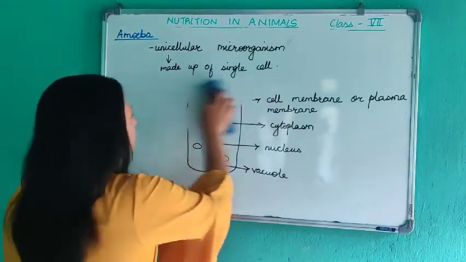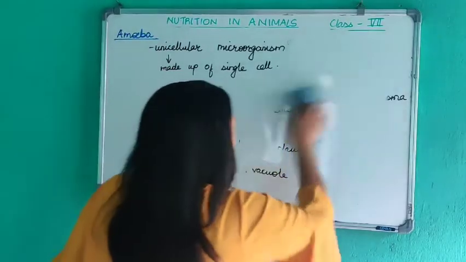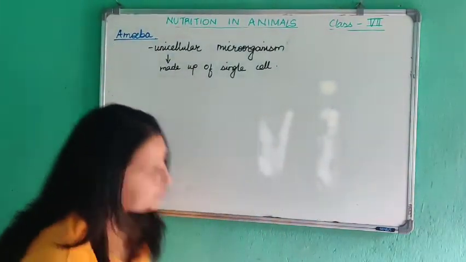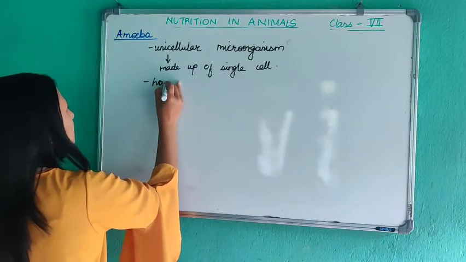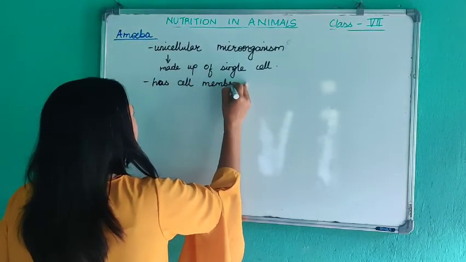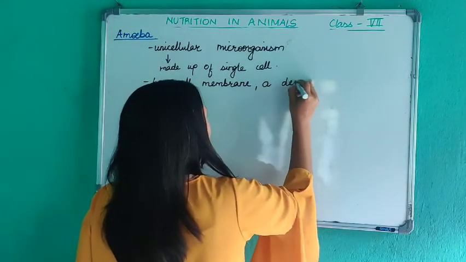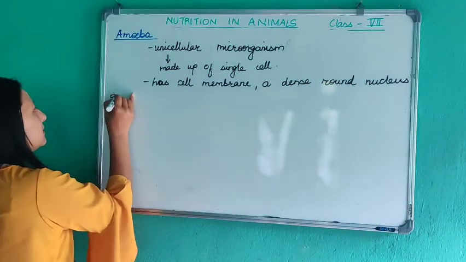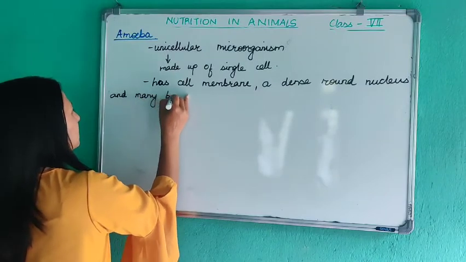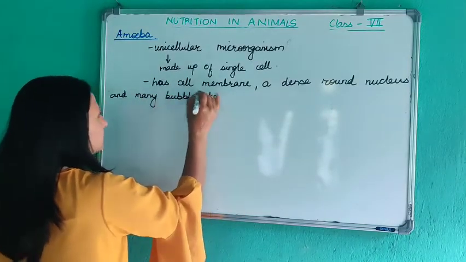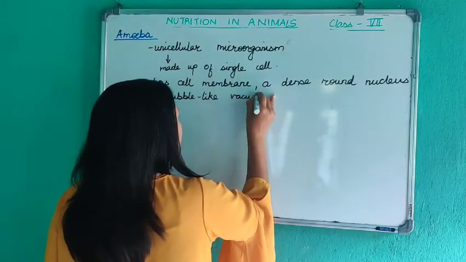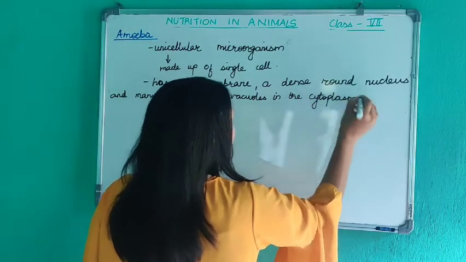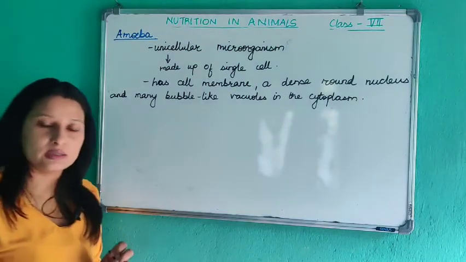अलराइट, so let us see how digestion takes place in amoeba. So amoeba has a cell membrane, right? It has a cell membrane, a dense round nucleus, and many bubble like vacuoles in the cytoplasm. Okay, it has many bubble like vacuoles in the cytoplasm.